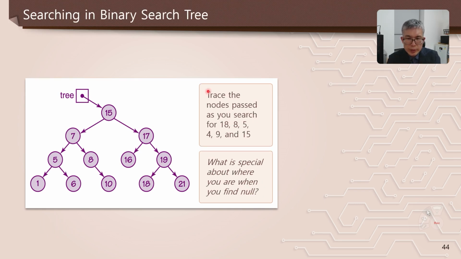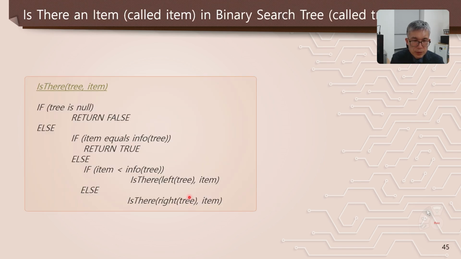So trace the nodes passed as you search. 18, 8, 5, 4 actually doesn't exist, and then 9 doesn't exist, and then 15, or this one. And what is special about where you are when you find the null?